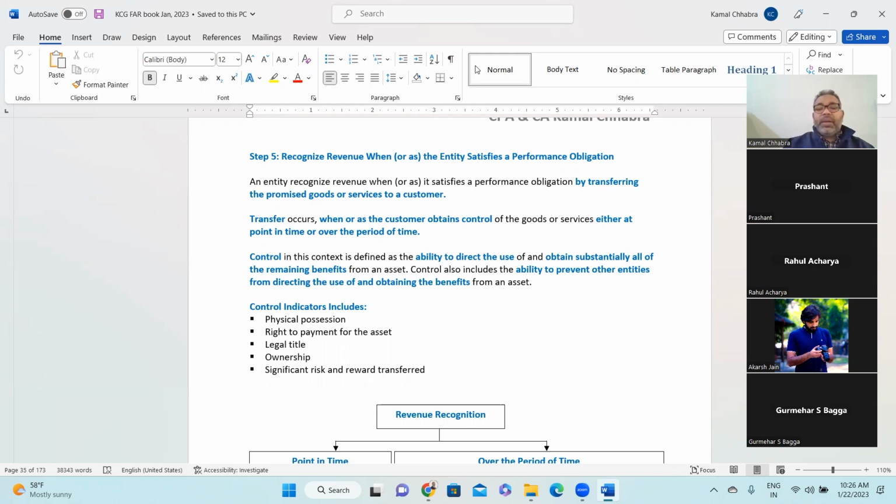Right to payment for the asset. If you are selling that asset, then you are getting the collection, so you have the right to get the money out of those assets. And you have legal title of the respective asset, and you have ownership of the respective assets, or significant risk and reward has been transferred. So these all are control indicators when you consider that an asset is owned by somebody.